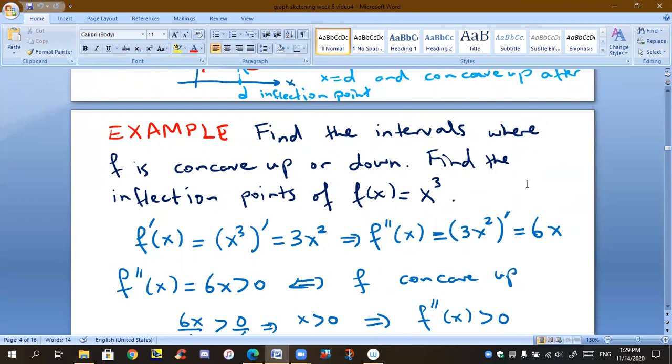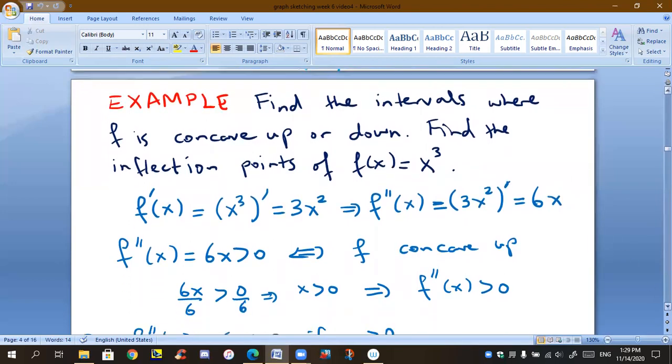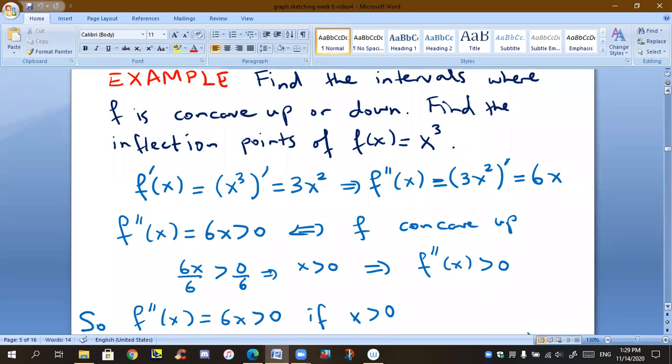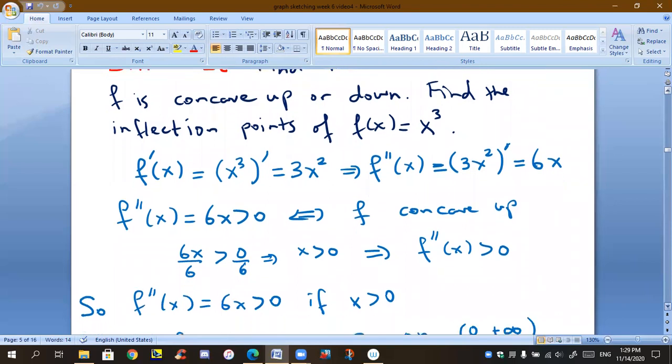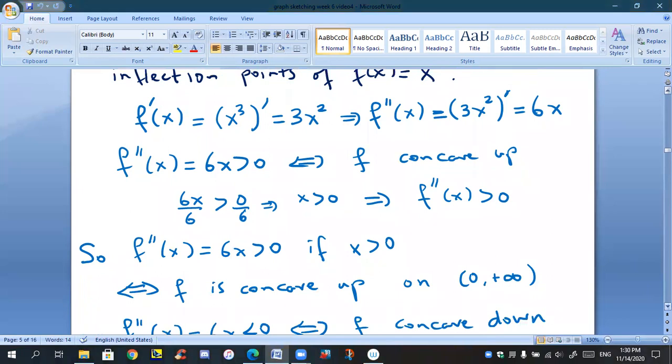Now, if the second derivative is positive, the function will be concave up. So when can 6x be positive? If x is positive, 6x will also be positive. So if x is positive, f double prime will be positive. So on the interval from 0 to infinity, f is concave up.